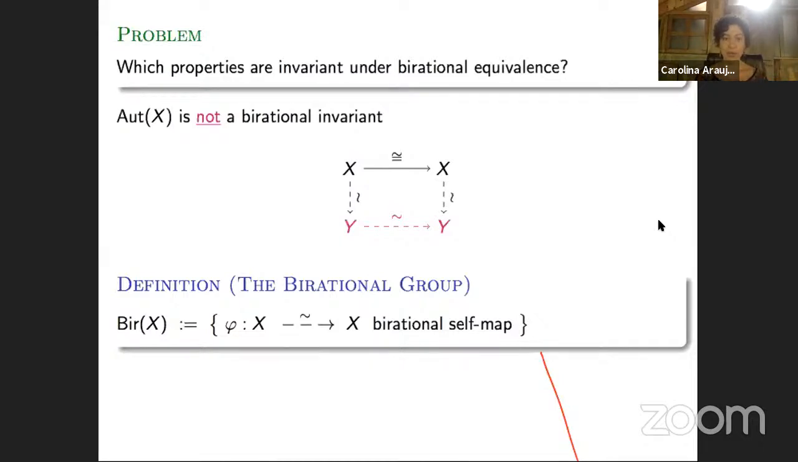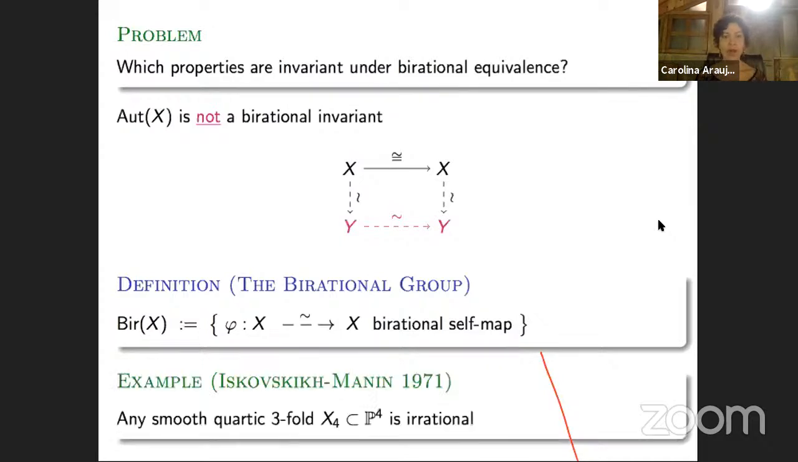So this is the birational group, and before I go on, just as an example to show that this is actually really useful, Iskovskikh and Manin used the birational group to distinguish the quartic threefold from P^3.